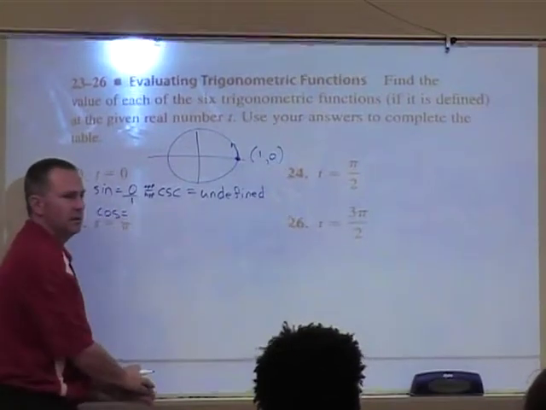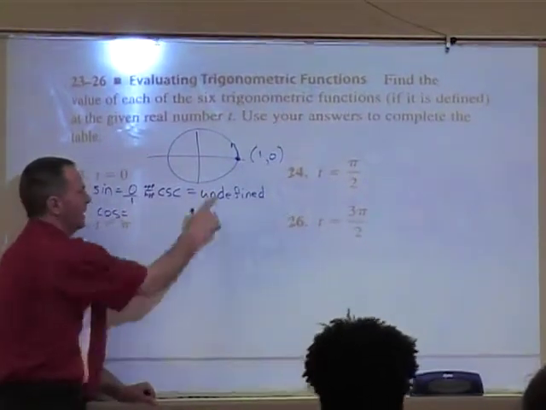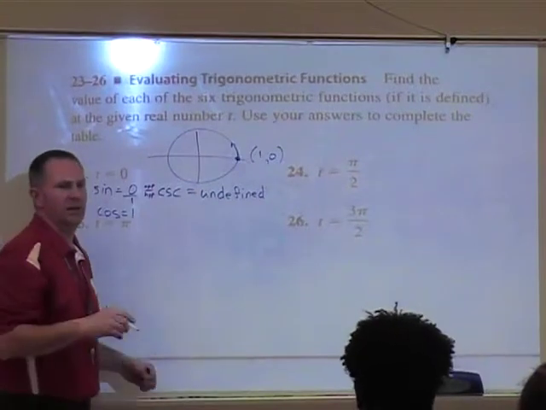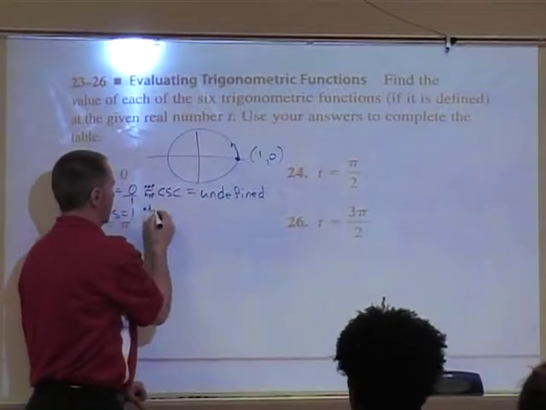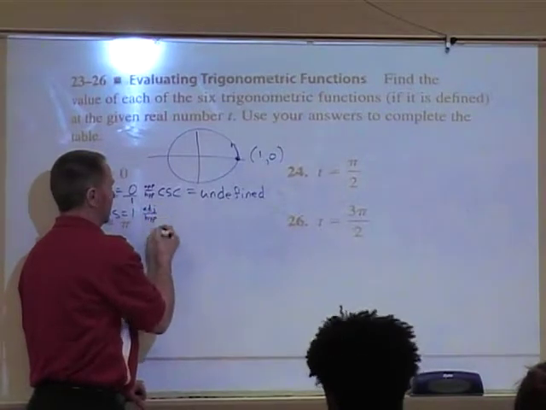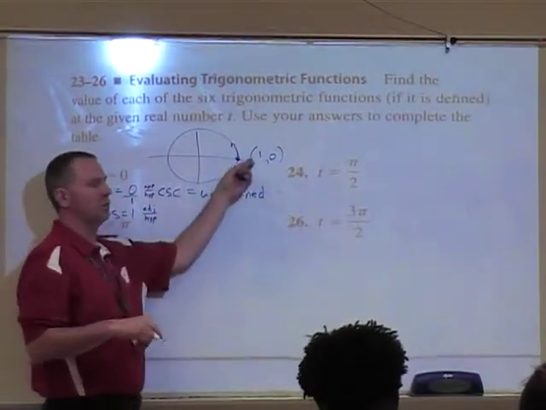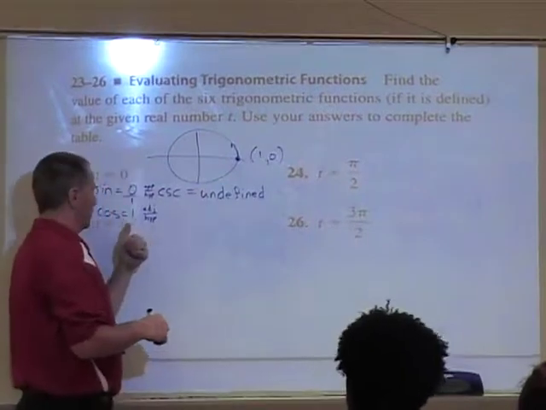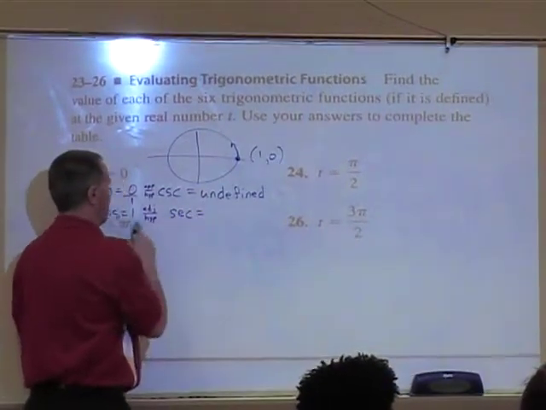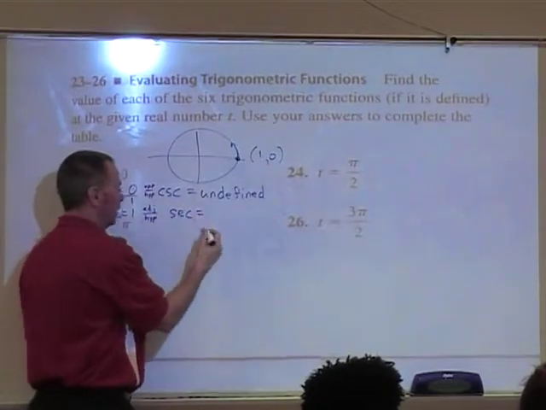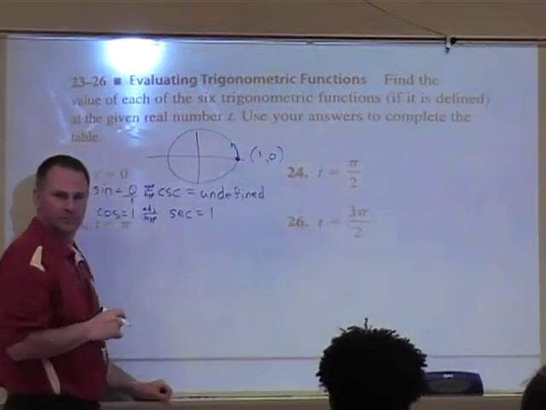Cosine is what? The x value. And again, you need to think of it as a fraction. It is the adjacent leg over the hypotenuse. Again, the hypotenuse is 1, so really this is 1 over 1. The reciprocal identity is the secant. The secant then would be the reciprocal, or 1 over 1. You with me?